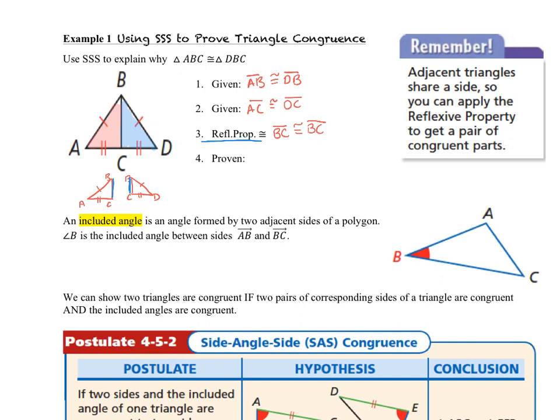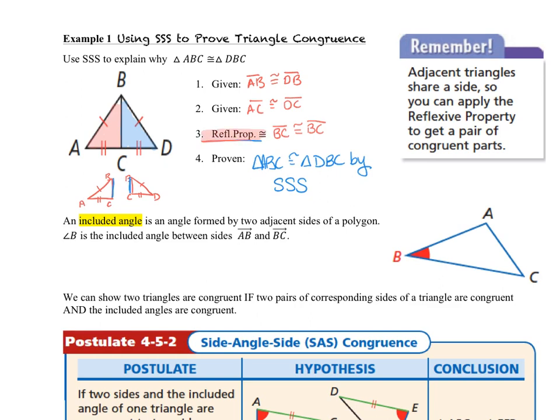So now we're finally able to prove that triangle ABC is congruent to triangle DBC by SSS, because we know all three sides are congruent. This reflexive property of congruence is going to come up a lot in these theorems.